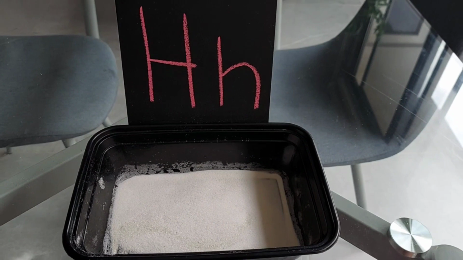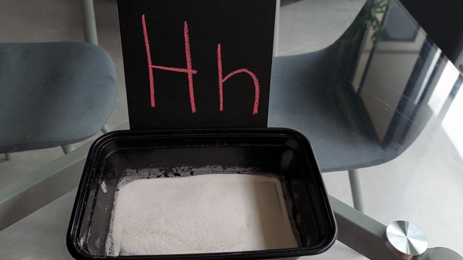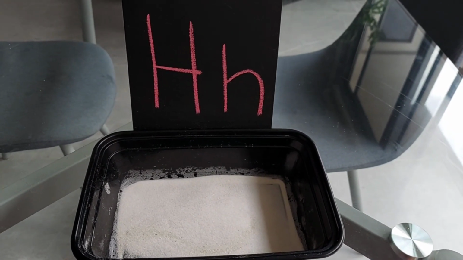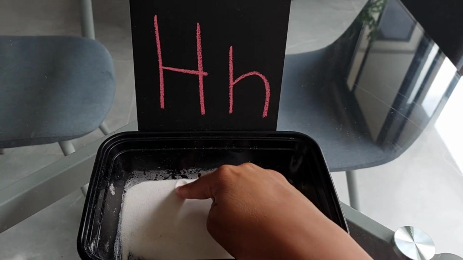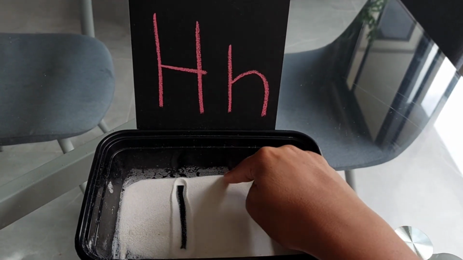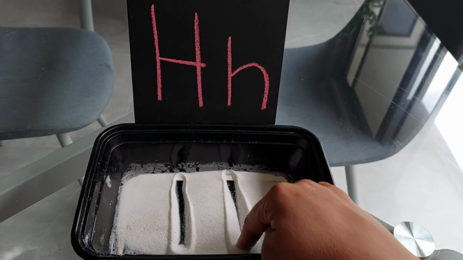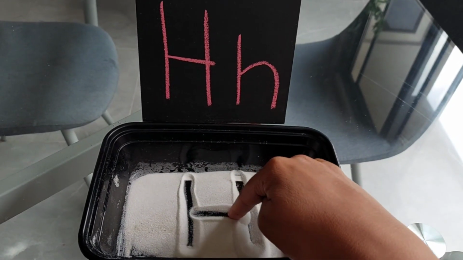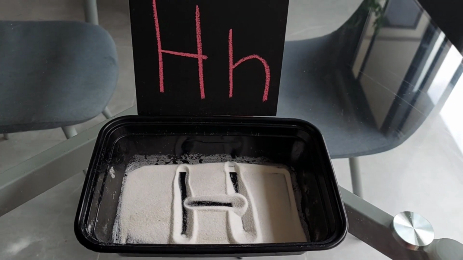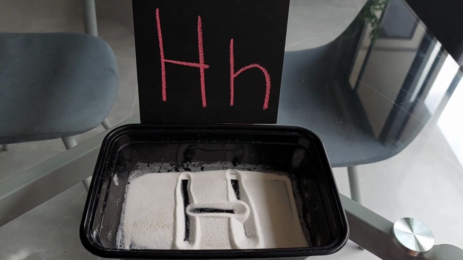Now let's learn how to write the letter H. To write an uppercase H, we're going to start at the top and go all the way down. And then we go back up the top and go all the way down again. And then we go to the middle and make a straight line across. And we did it! Yay, guys!